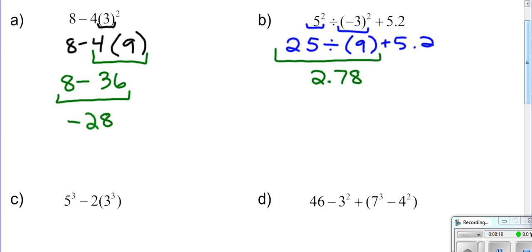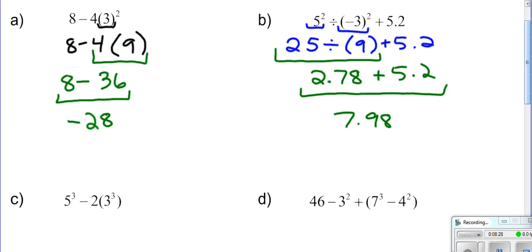Just 2 decimal places. And then we're going to add 5.2. So now we can add and we get 7.98. And we know that this is a rounded value. Okay, so we had to round.